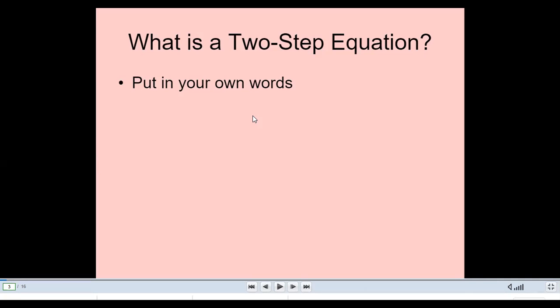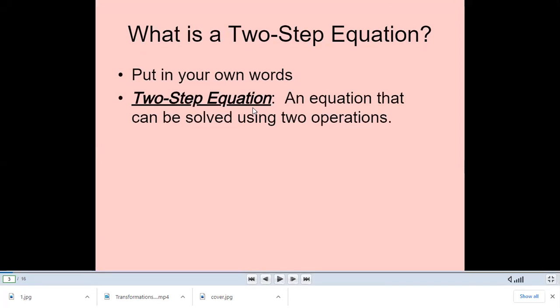But today, in our lesson, we are going to study two-step equations, which are equations that can be solved using 2 operations, right? In the first one-step equation, we solve it in only 1 operation. But in this lesson today, we are going to study how we can use 2 operations. And later on, we will study multi-step equations.